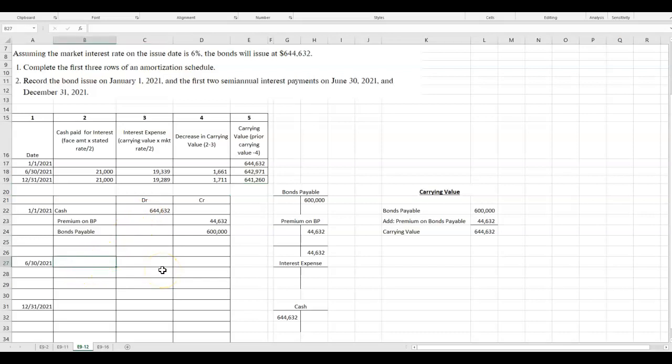Let's do the journal entry for the interest payments. So interest expense is going to be 19,339 for the June 30th payment. The cash is going to be 21,000 always. We're going to need to debit something for the 1661 so that our journal entry balances. This would be premium on bonds payable.